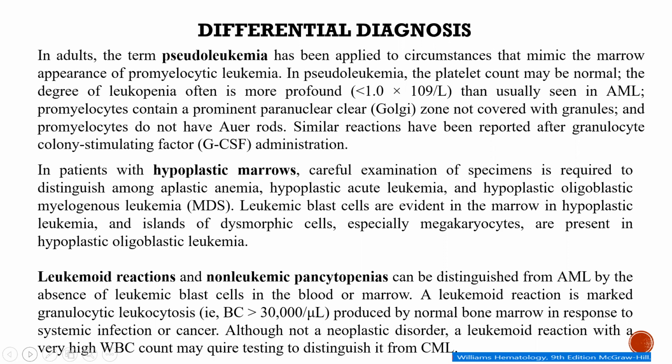In patients with hypoplastic marrows, careful examination of the specimen is required to distinguish aplastic anemia, hypoplastic acute leukemia, and hypoplastic oligoblastic myelogenous leukemia. Leukemic blood cells are evident in the marrow in hypoplastic leukemia, and islands of dysmorphic cells, especially megakaryocytes, are present in hypoplastic oligoblastic leukemia. Leukemoid reaction and non-leukemic pancytopenias can be distinguished from acute myeloid leukemia by the absence of leukemic blood cells in the blood or marrow.